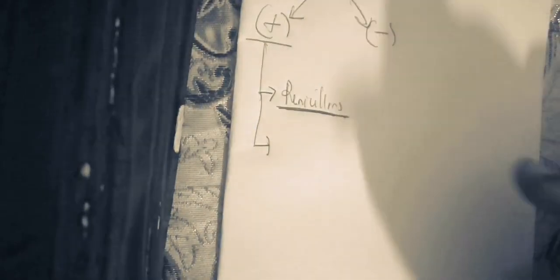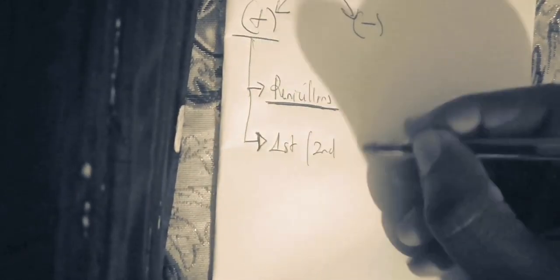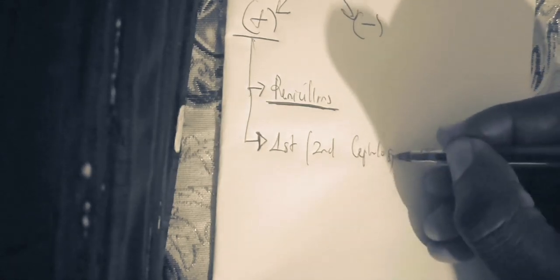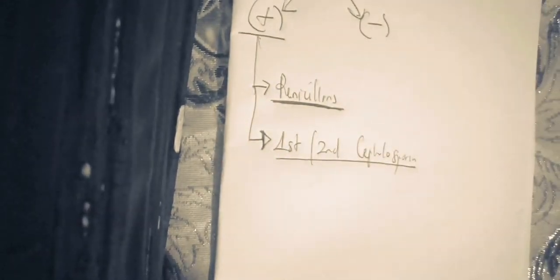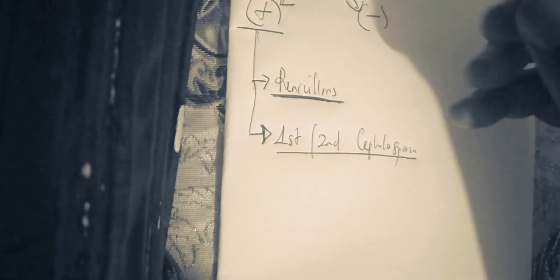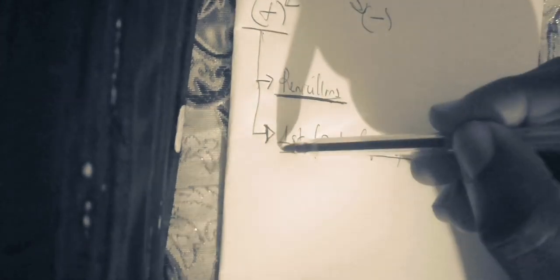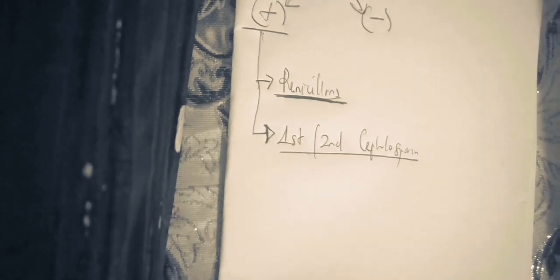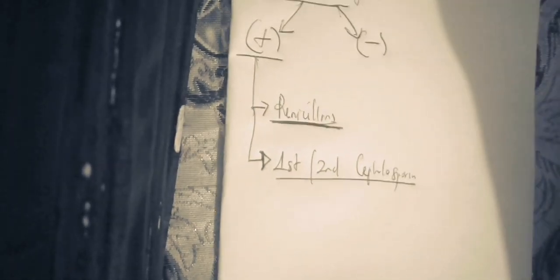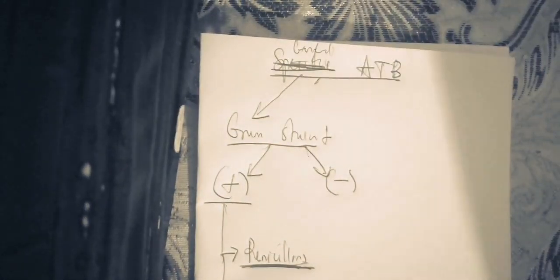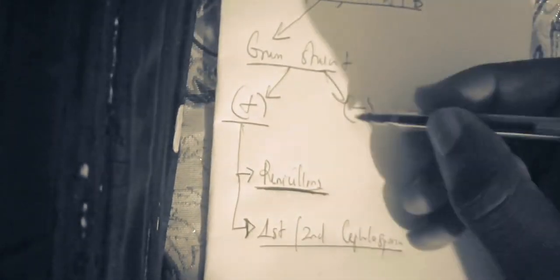Now, apart from the penicillins, gram positive organisms can also be targeted by the first and second generation cephalosporins. Basically, the first and second generation cephalosporins still target the gram positive microorganisms. So gram positive organisms are targeted by penicillins and by first and second generation cephalosporins. This is the general classification of antibiotics based on the classification of the microorganisms.